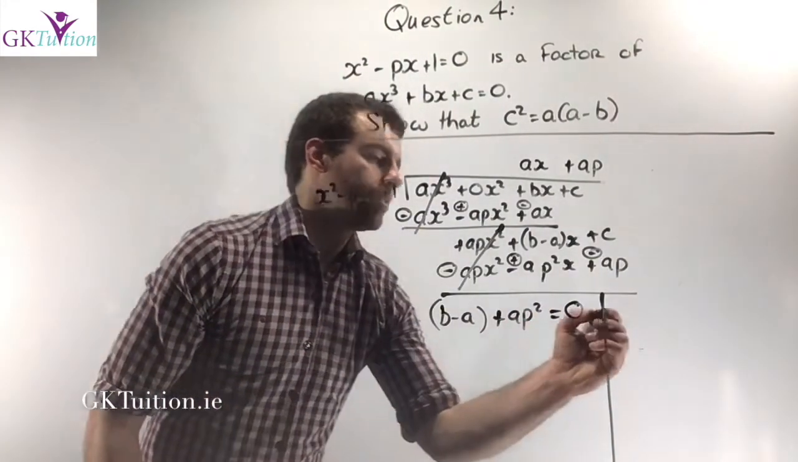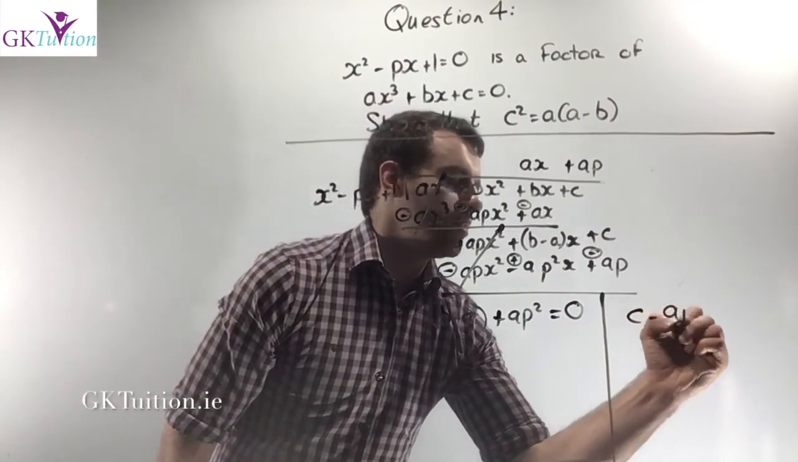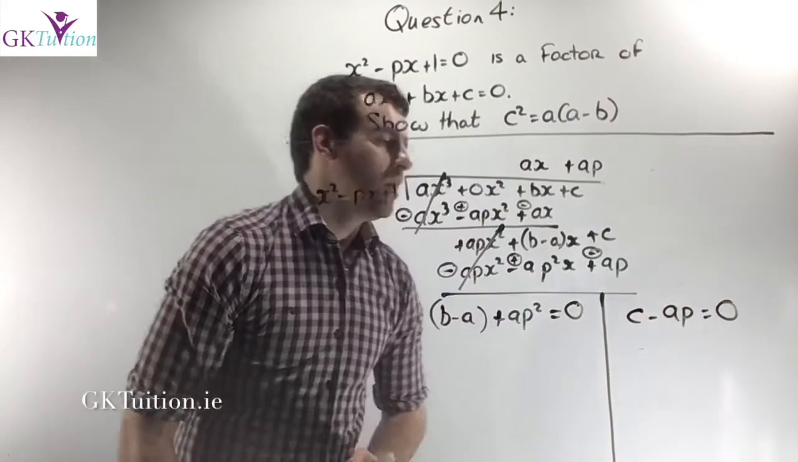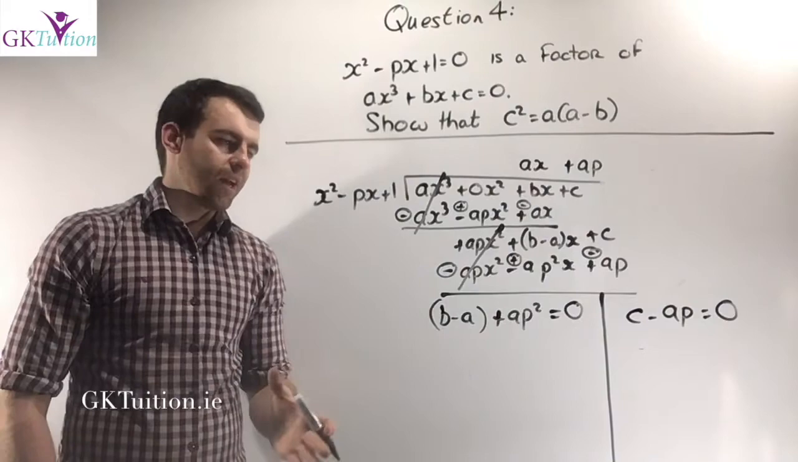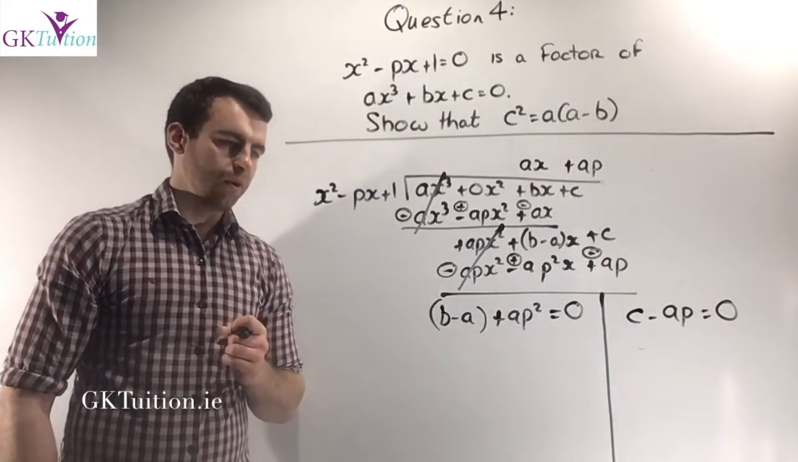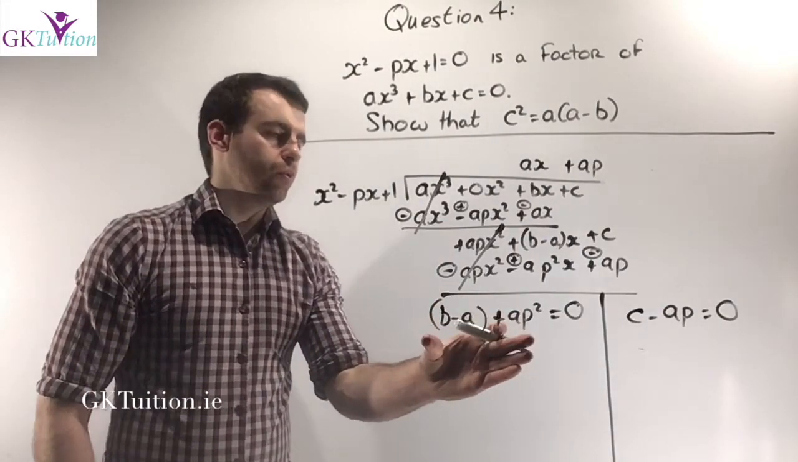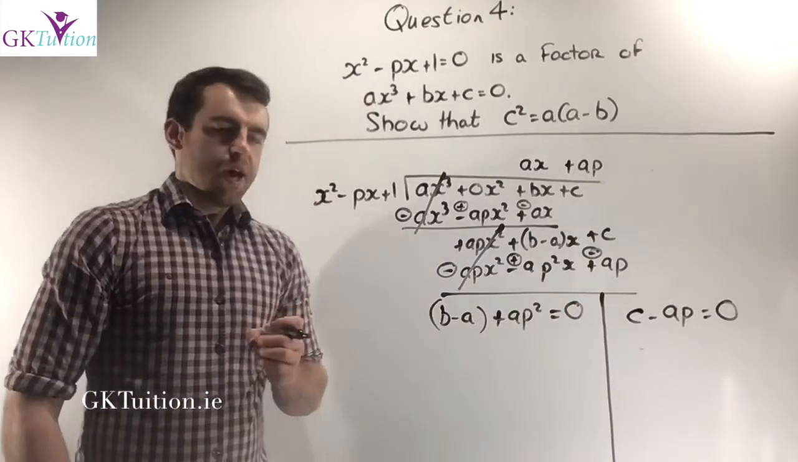The constant on the top is ac, while the constant on the bottom is minus ap. And once again, I know that the constants need to cancel each other out, so they must also be equal to 0. So now I have two separate equations.